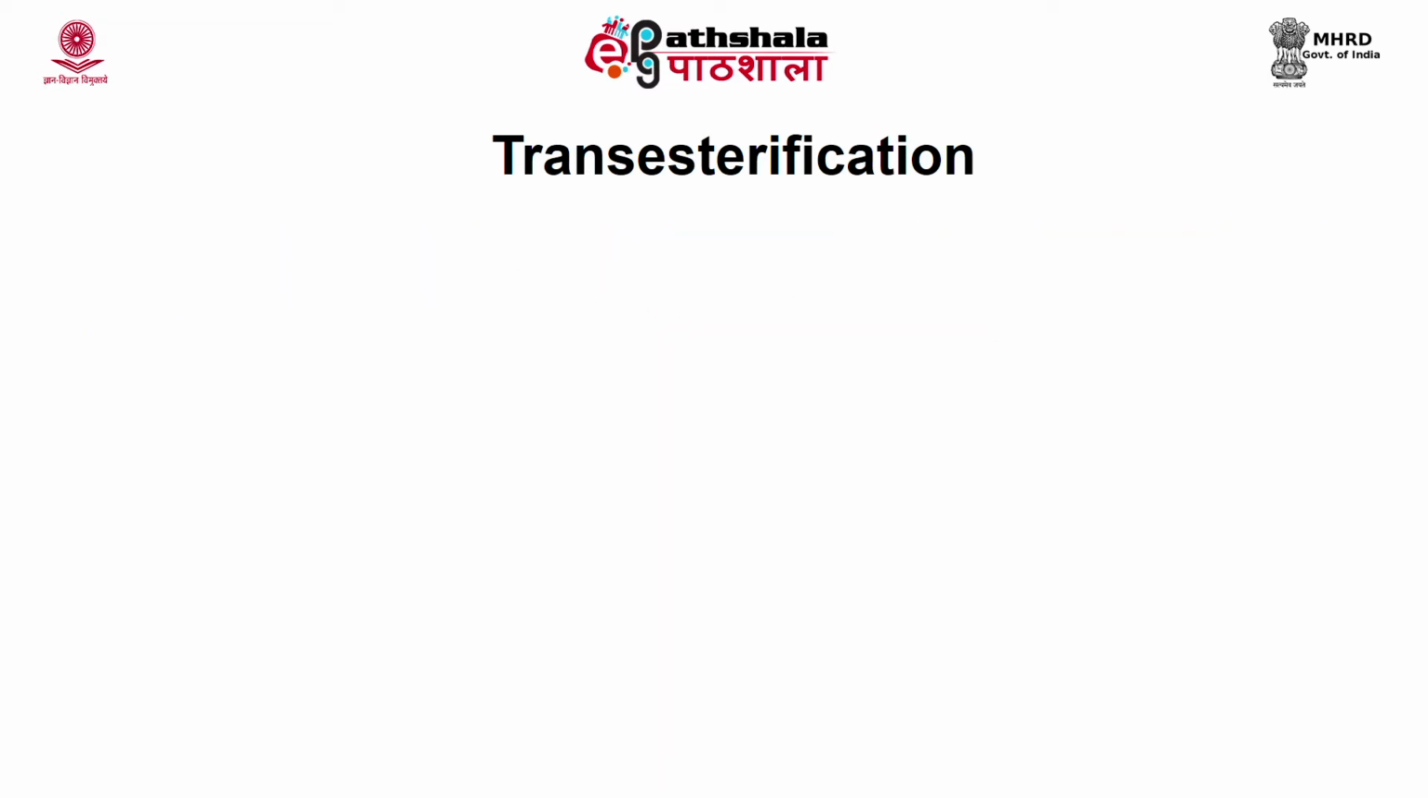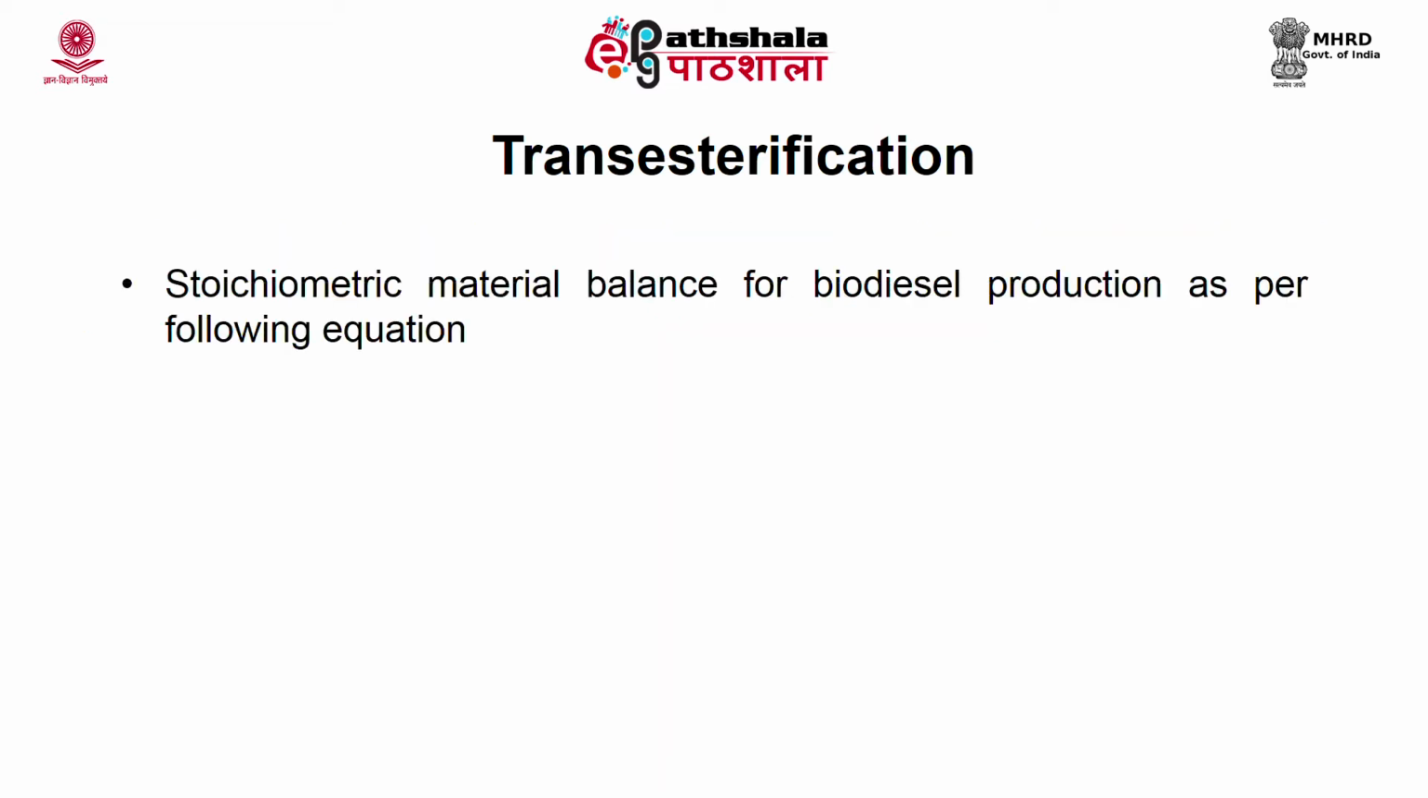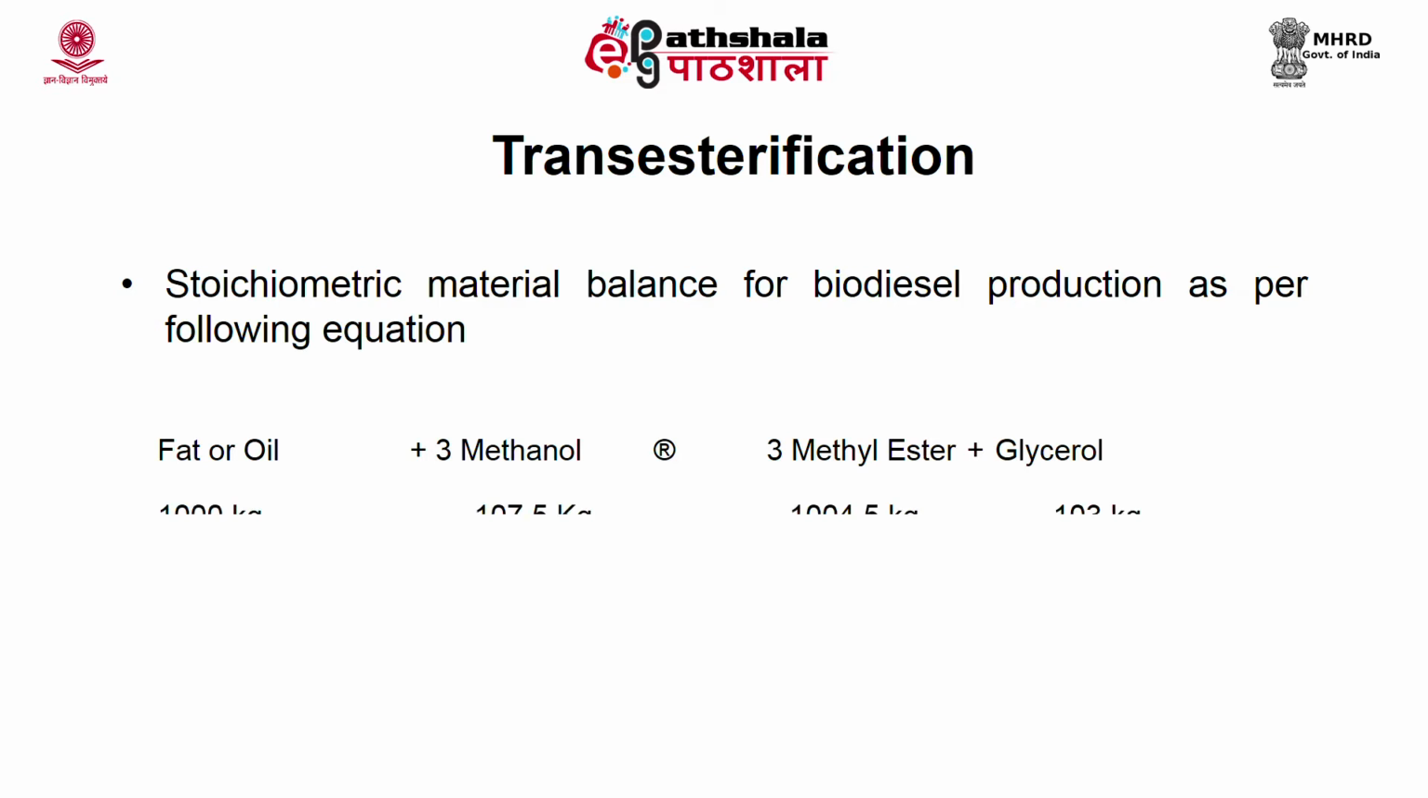You can see the stoichiometric material balance, which yields fat or oil with 3 molecules of methanol. That means 1 molecule of oil or fat requires 3 molecules of methanol, which gives 3 methyl esters along with glycerol. You can see the stoichiometric balance in this slide.